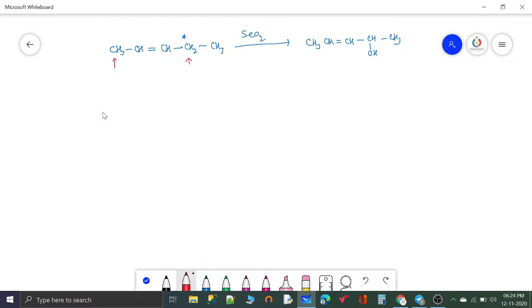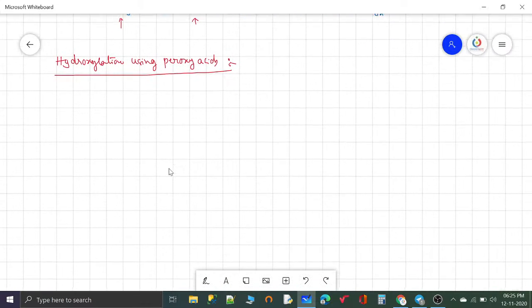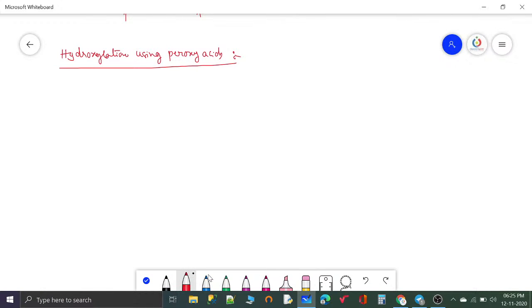Next, another oxidation part, that is hydroxylation using peroxy acids. So peroxy acids means peroxycarboxylic acids we are using as the reagent in these examples. So let us see what the peroxycarboxylic acids are. Generally, if you take acetic acid, I am taking only acetic acid here just to explain. This is the acetic acid.